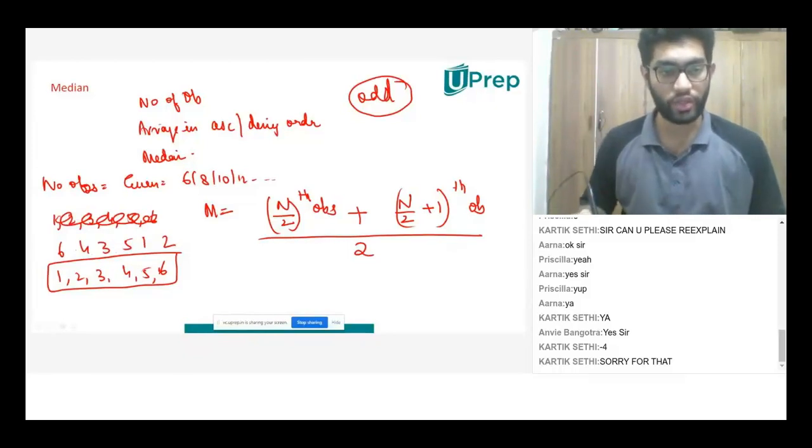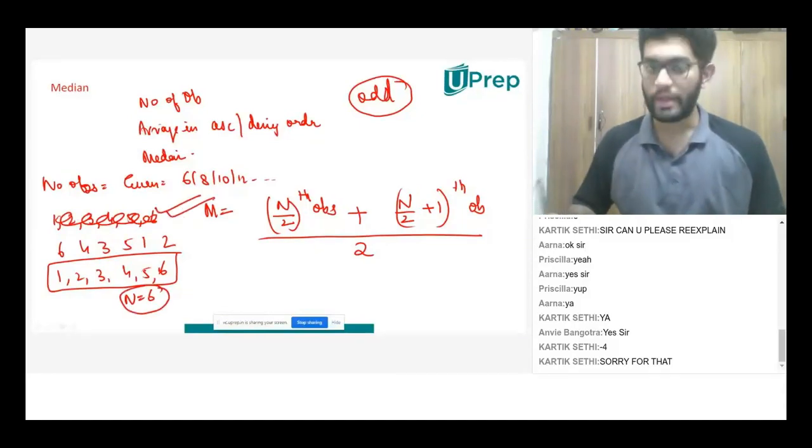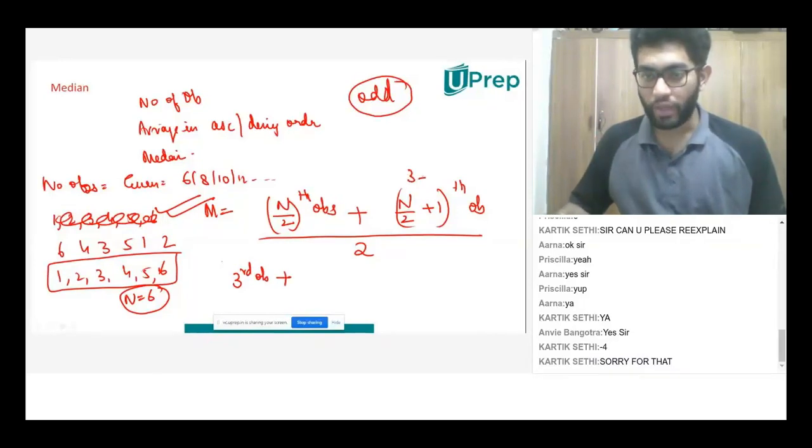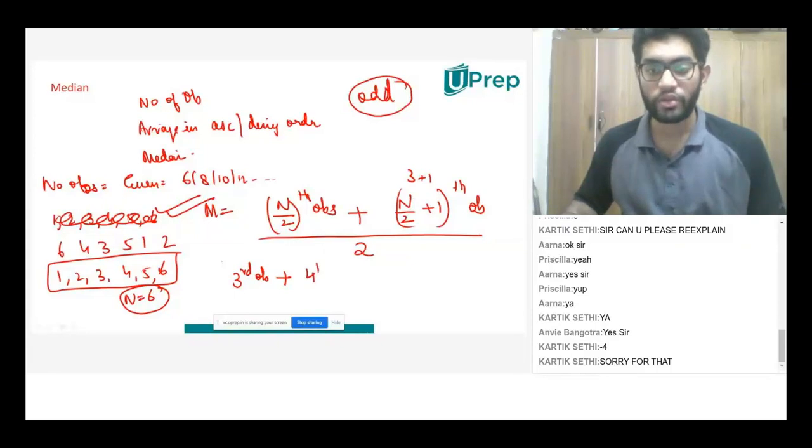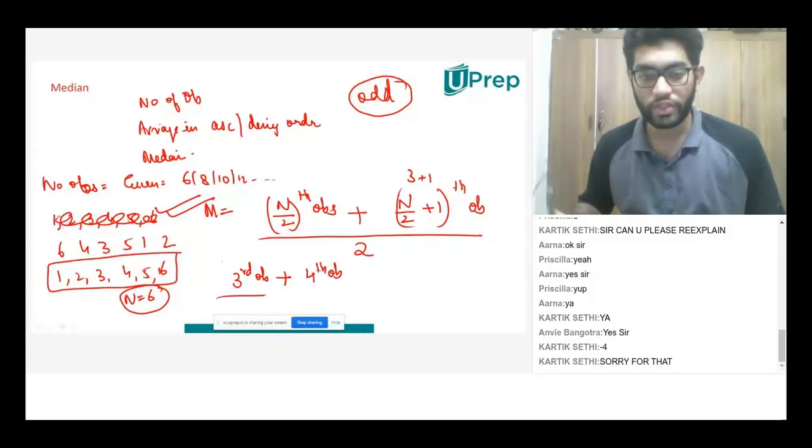Now guys, look here. What is n over here? It is 6. That means n is even. That means this is what we are supposed to apply. Now, what is the n by 2th observation? 6 by 2 is 3, my third observation, plus n by 2 is 3, 3 plus 1, that is my fourth observation, divided by 2.